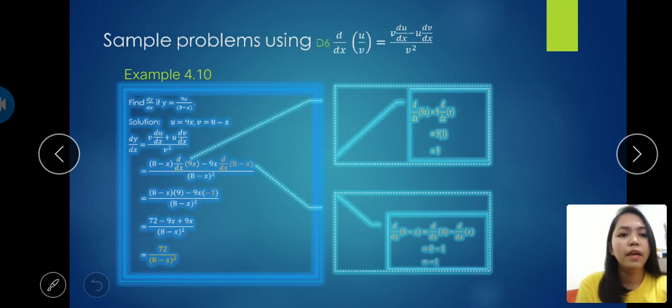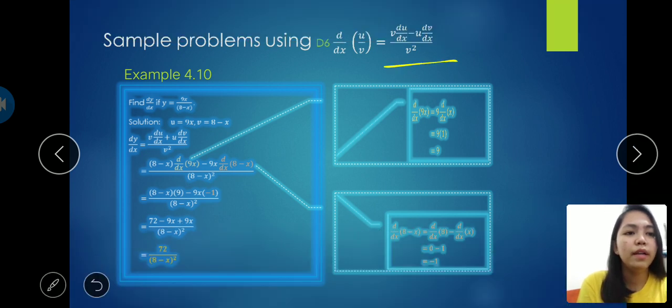So, we have here the quotient rule. Let's say the derivative of u over v. So, what is its equivalent?